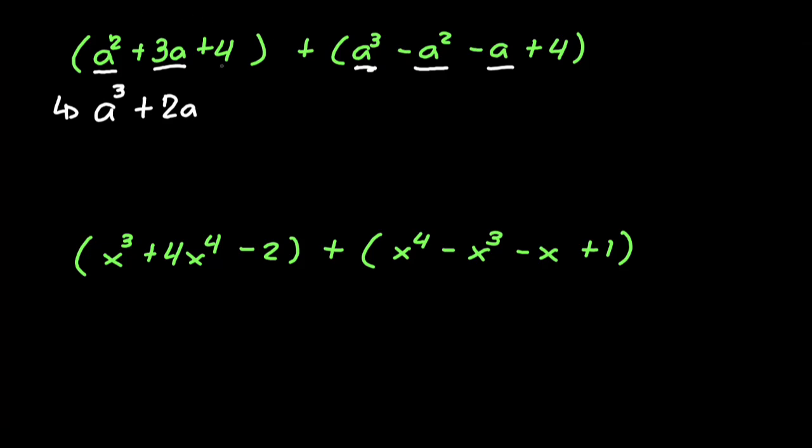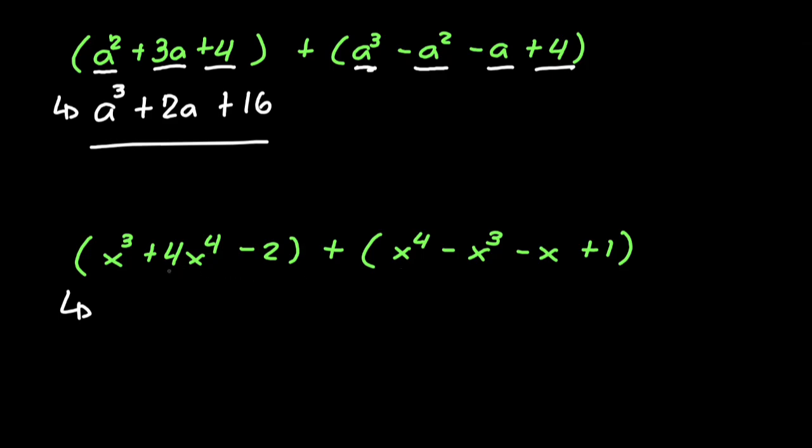So now, there is 4 here and positive 4 here. So 4 plus 4 would be 16. So this will be the answer. X cubed plus 4x raised to the power of 4 minus 2. Add it to x raised to the power of 4 minus x cubed minus x plus 1.